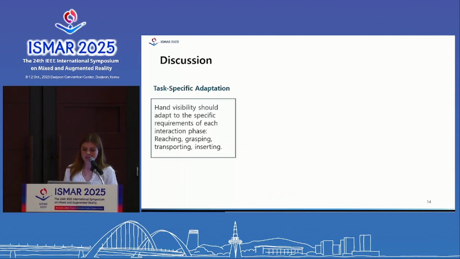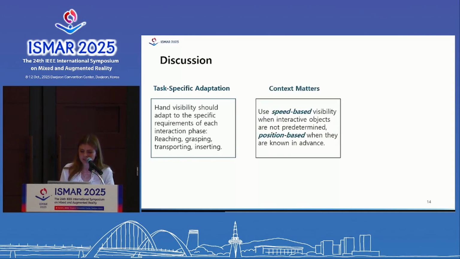As a discussion, based on our findings, we identify key takeaways for designing effective hand interactions in VR. First, hand visibility shouldn't be static for the precise tasks. Each phase of interaction, reaching, grasping, transporting, and inserting benefits from different visibility levels. For example, during the inserting task, occlusion of the hands and the object really reduces the performance. So more transparent or invisible hands performed better.